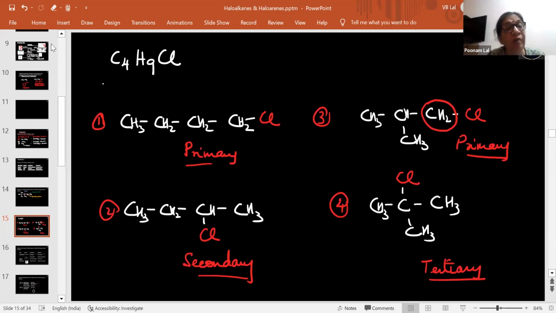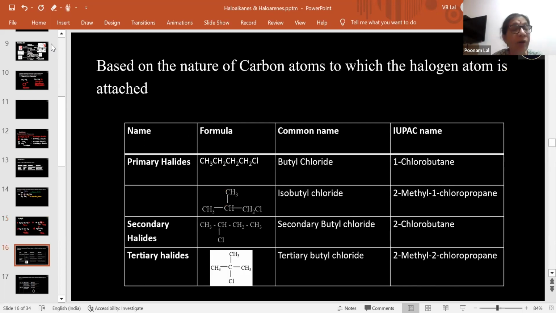So this is the second type of classification, which is based on the nature of the carbon atom to which the halogen is attached. Based on that, they could be primary, secondary, or tertiary carbon atom. So this is just in the form of a slide.